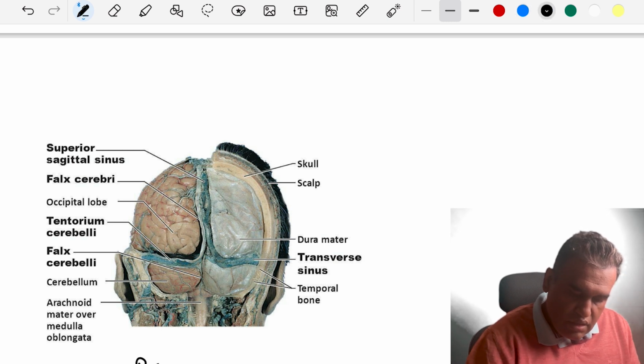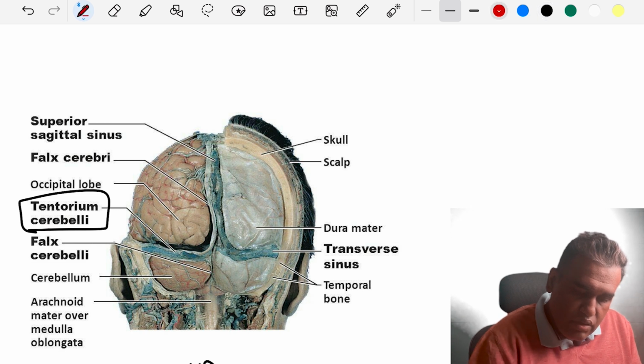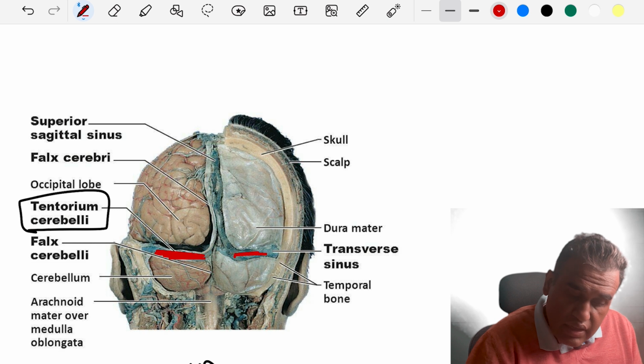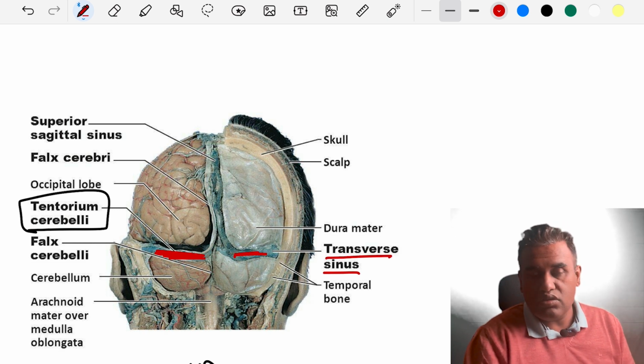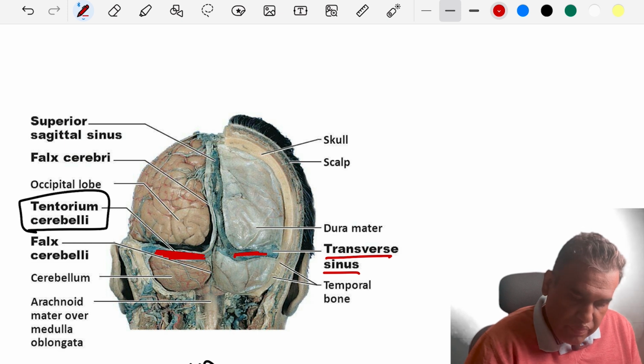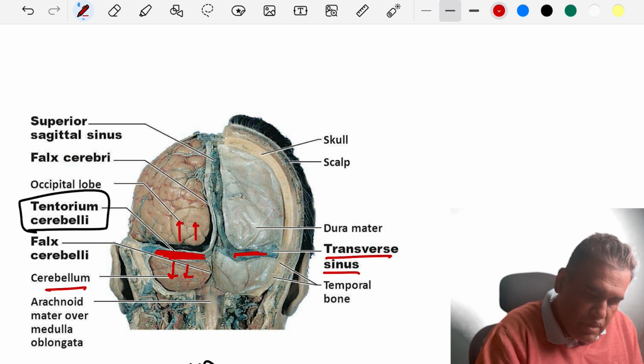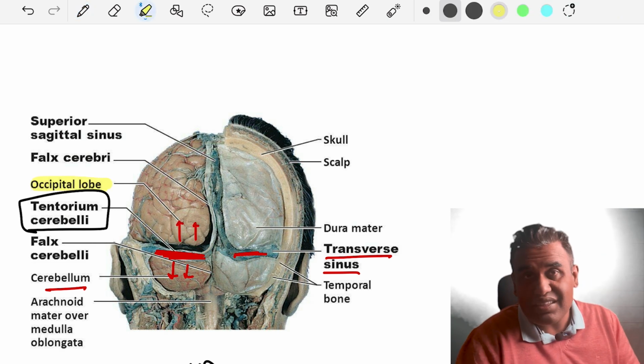The image over here is a posterior view. Look at the tentorium cerebelli. This is the tentorium cerebelli, which actually houses the transverse sinus. Below the tentorium cerebelli we have the cerebellum, and above it is a structure. What structure? I highlight the occipital lobe, hence the answer.